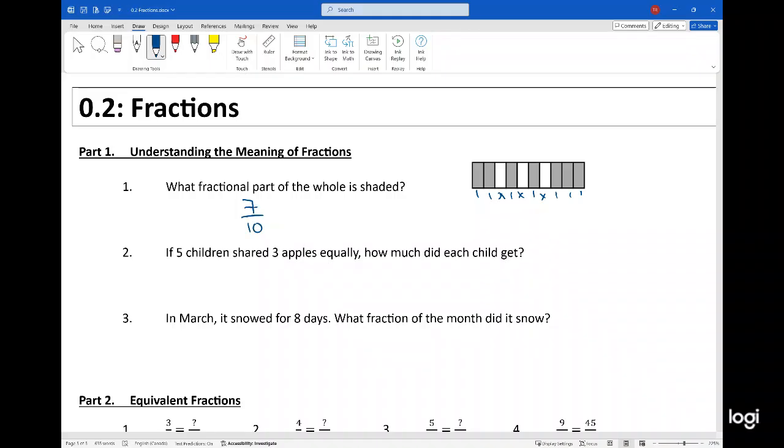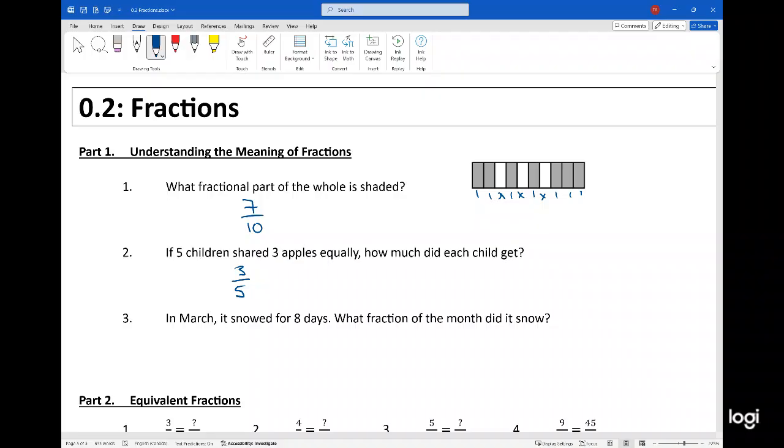If 5 children shared 3 apples equally, how much did each child get? Now, I know that most students don't like fractions, and the funny thing is that this question is so much easier if you use them, because trying to figure this out as a decimal can be kind of a pain. But if you just say there are 3 apples divided amongst 5 children, 3 out of 5, that's how much each child gets, 3/5 of an apple.